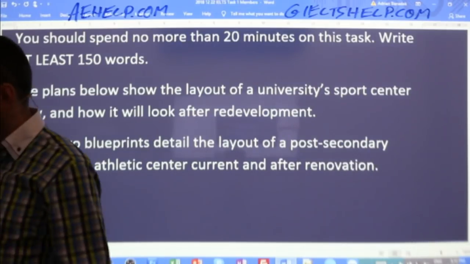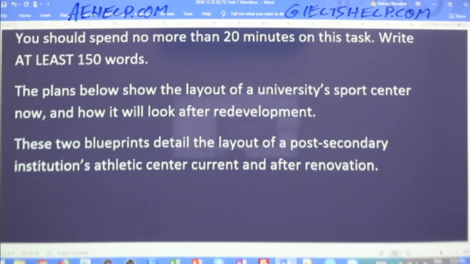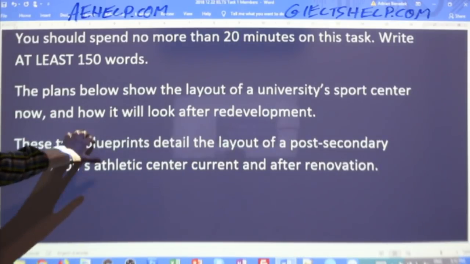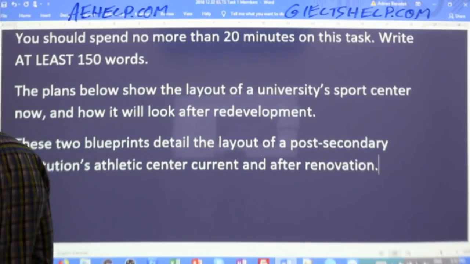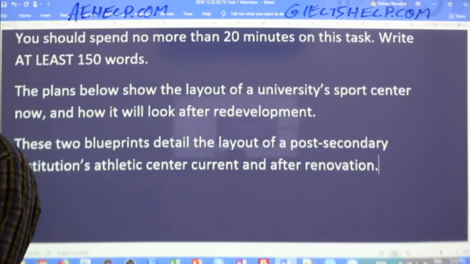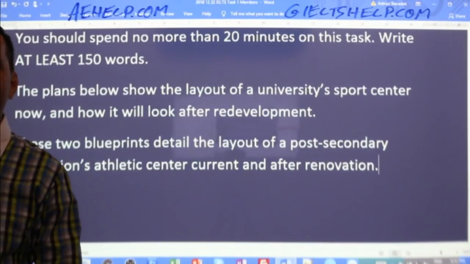Okay. So these two blueprints. Blueprints are countable. Good job, Kesey. You got it. Yeah. So these two blueprints detail the layout of a post-secondary institution's athletic center, current and after renovation. If you can get this sentence going from this paraphrase, you're definitely on the right track to a great band score. And after, instead of redevelopment, renovation is even better.